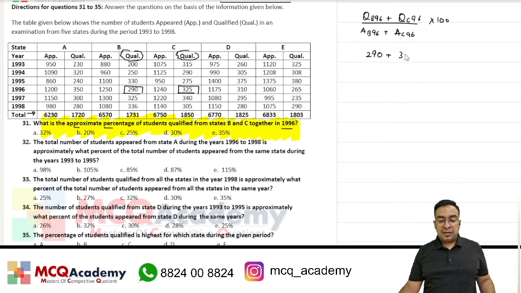C से in the year 1996 total number of students who have appeared from these two are 1250 and 1240. Multiply this value by 100. This is equal to 6, 9 plus 2 is 11, 3 plus 2 is 5 plus 1 6. This is equal to 2490 multiplied by 100. ये हमने 0 से 0 कैंसिल किया.